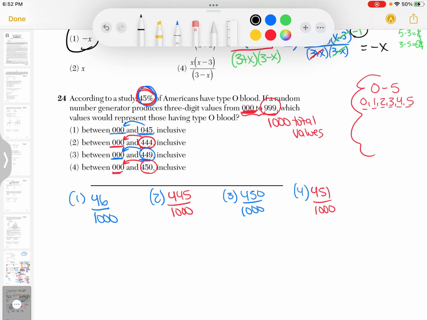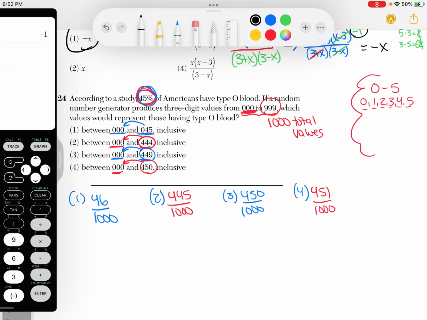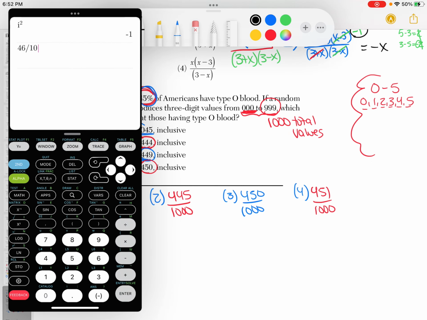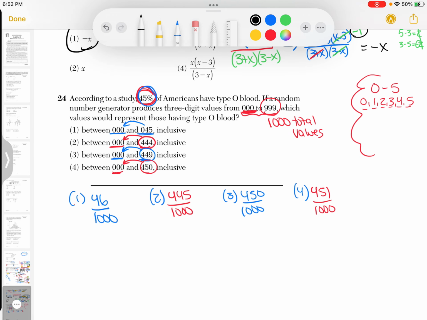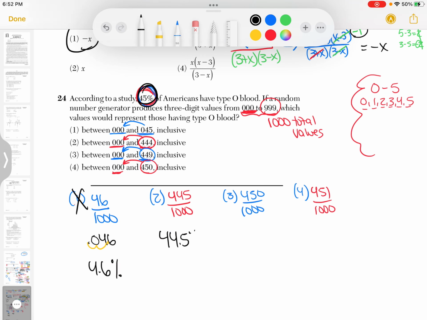Now, when I do the division on these, like 46 divided by 1,000 gets me 0.046. 0.046 as a percentage means I scoot this over 2 spots, and it gets me 4.6. That's not 45%, so this is out. Okay, for the next one, when I divide it, I get 44.5%. Please actually try these in your calculator. For this one, I get 45%, and for this one, I get 45.1%. So choice 3 has to be my answer.